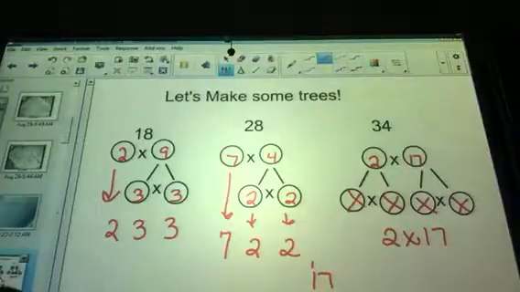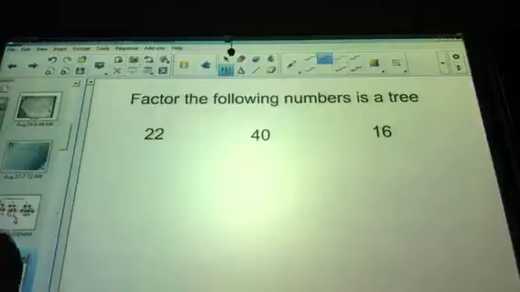Again, if this seems to be going fast for you, please feel free to back up and watch it again so that you really understand how to make these. Tomorrow we're going to be doing greatest common factor, and you're going to really need to know how to do these before we move on. All right. The next set I put up here does not have the circles. If you feel better using the circles, you can do that.